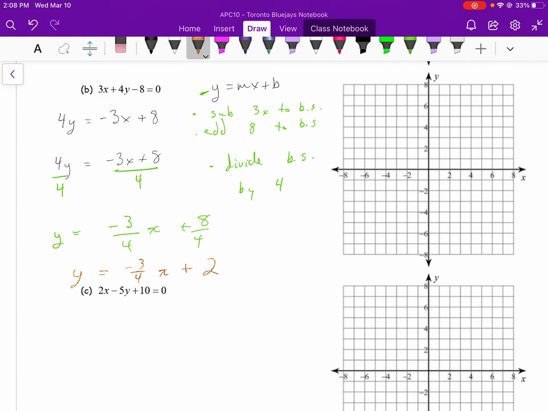And then plus 8 divided by 4 is 2. So I graph 2. There we are. Graph 2. And my slope is -3 over 4. So that means that I'm going to go down 3 units and over 4. So I need a second point. So now I'm going to go down 3 units. 1, 2, 3, and over 4. 1, 2, 3, 4. So I have another point at 4, -1.